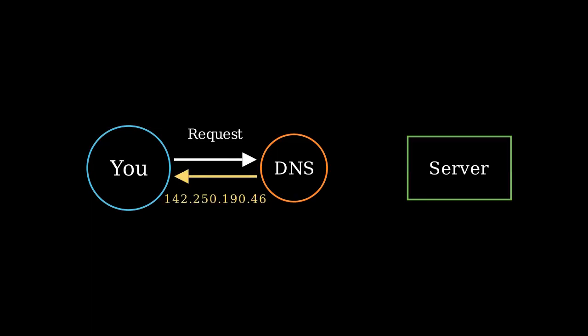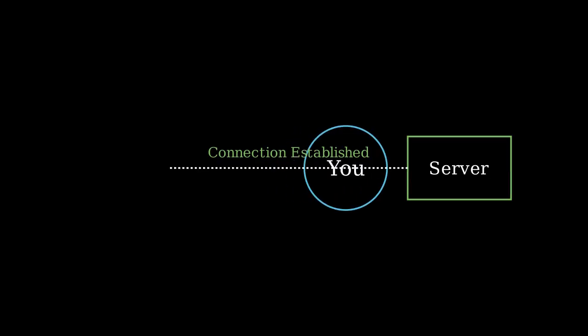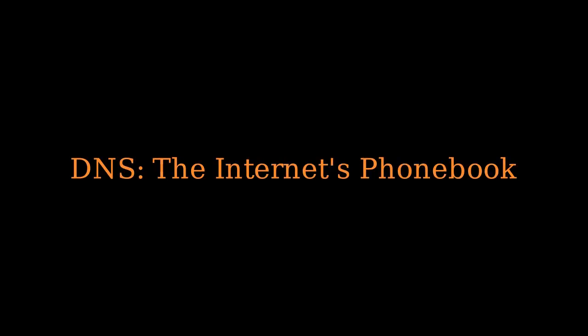You send a request to the DNS asking for the location, and it replies with the precise IP address you need. Once you have that number, your connection is established, and you can finally reach your destination. That is why we call DNS the Internet's phone book.